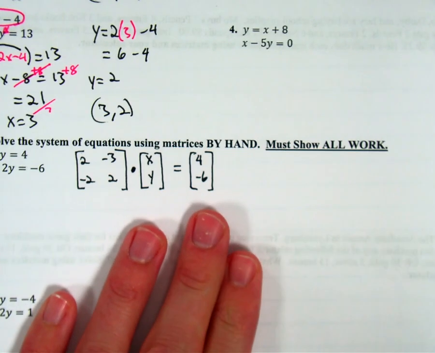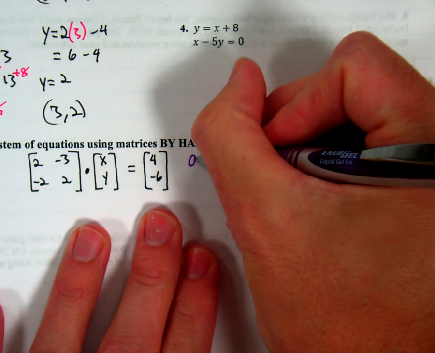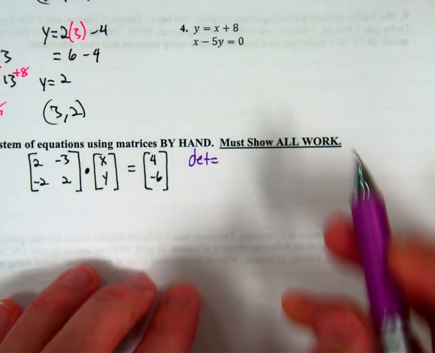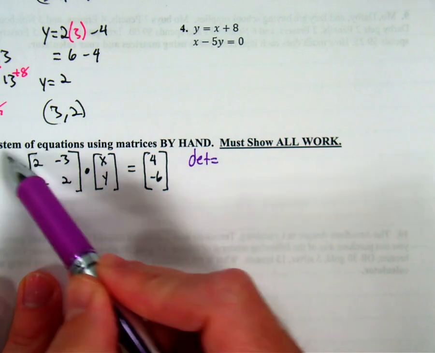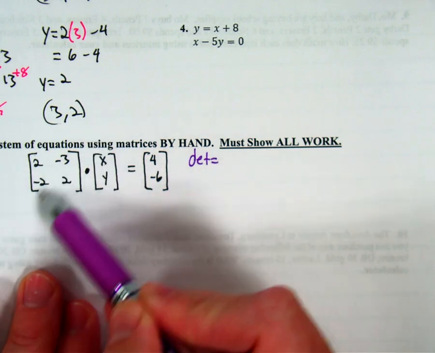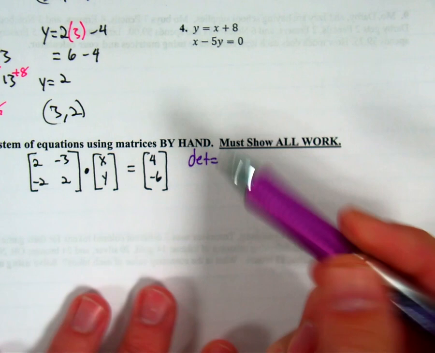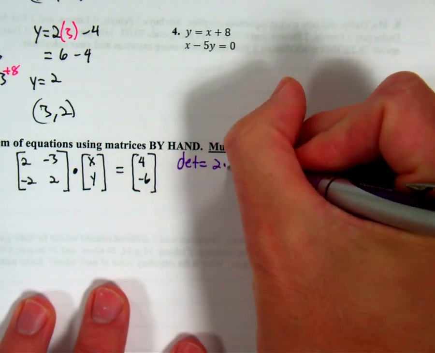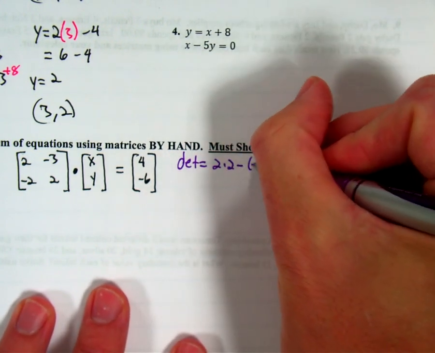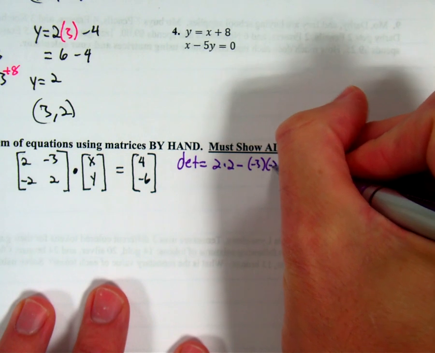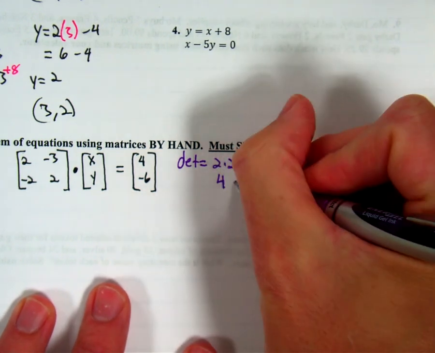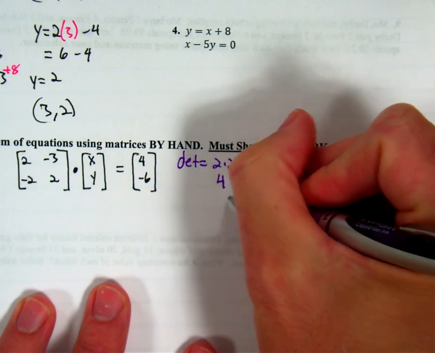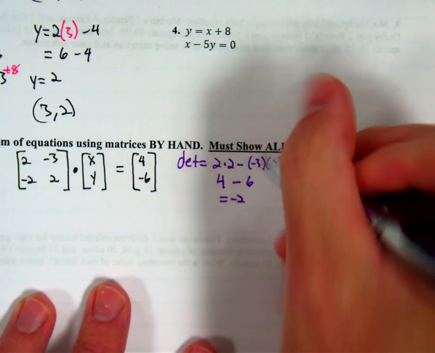So our determinant is the difference of the diagonals. So 2 times 2 minus negative 3 times negative 2. So we're going to have a 4 minus 6. Our determinant is negative 2.